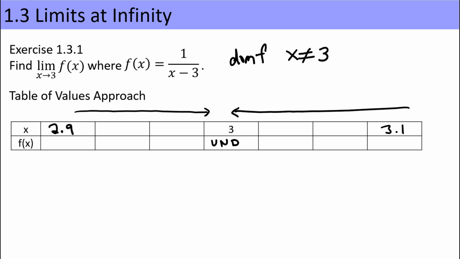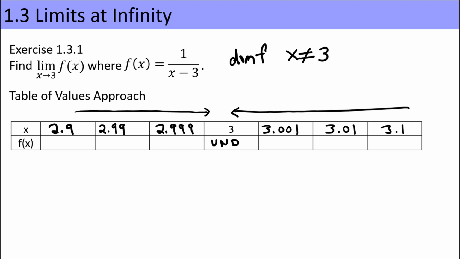Let's get continually closer. So we'll pick from the left 2.99, and then finally let's see what happens as we evaluate the function to find the limit from 2.999. Now let's approach 3 from the right. We start with 3.1. I'll choose 3.01 and finally 3.001. That's about as close as you can get to 3 without actually getting to 3.